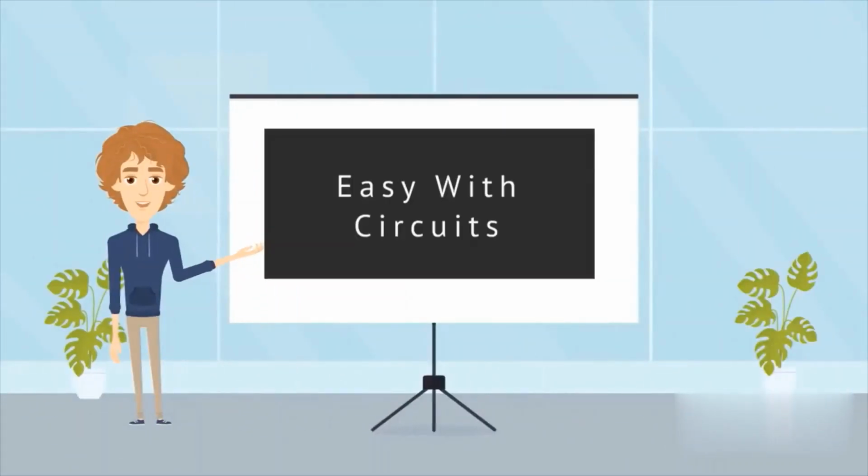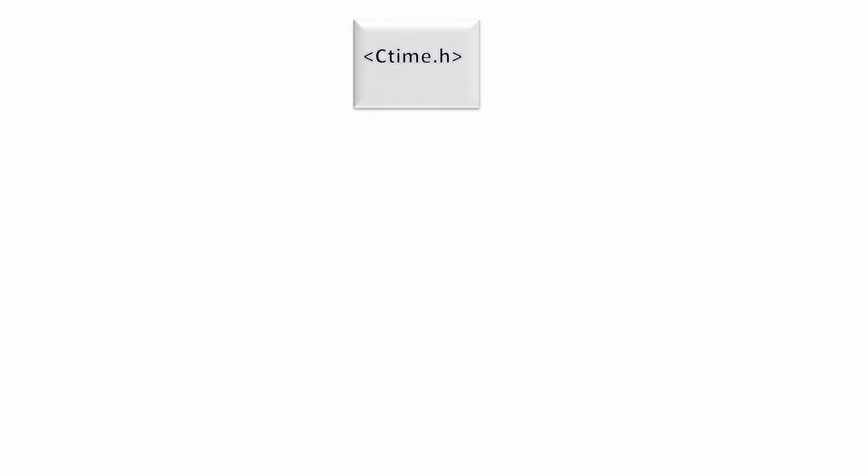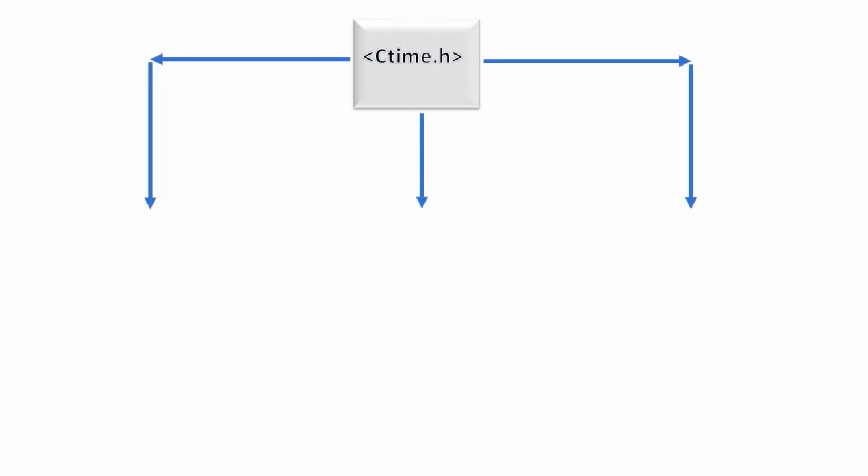Welcome everyone. In this video, I will show you how to display current date and time using a C++ program in a console-based window. To get the current date and time, we have to refer to the CTime library. The CTime library contains methods to display current date and time.